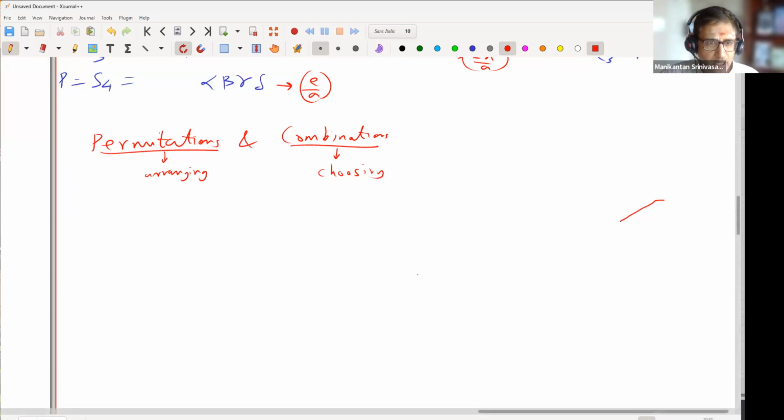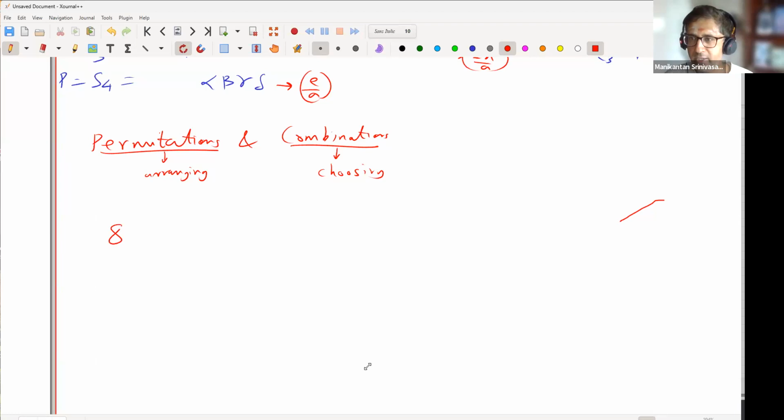Many of you might have already done this. Let's say I have eight identical objects. In how many ways can I select 3? So let's say there are 8 identical objects. In how many ways can I select 3? Let me just ask Dipra. I have 8 identical chocolates. How many ways can I select 3 of them? So 8C3. No.